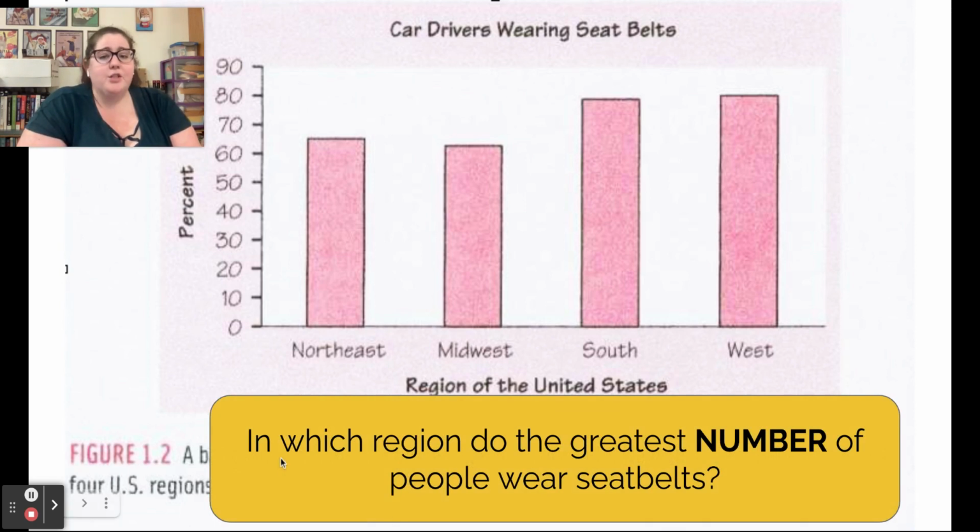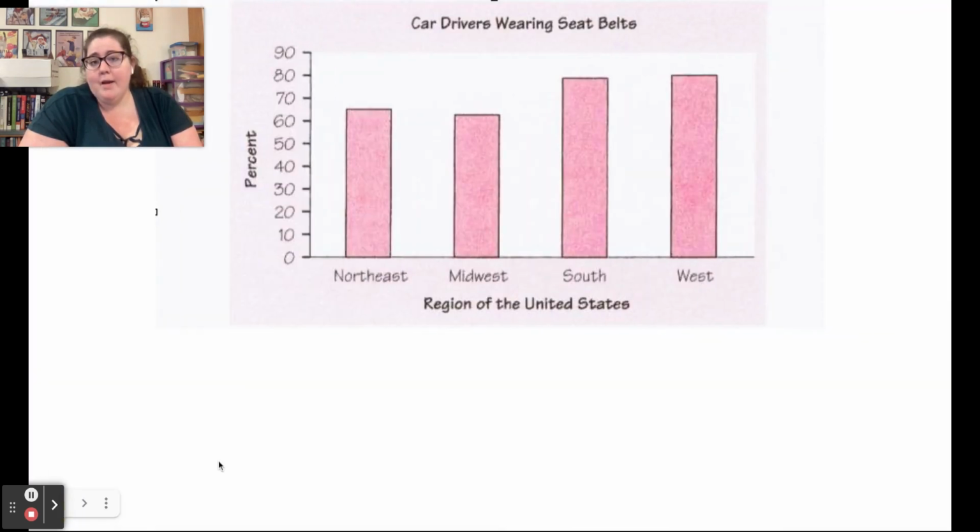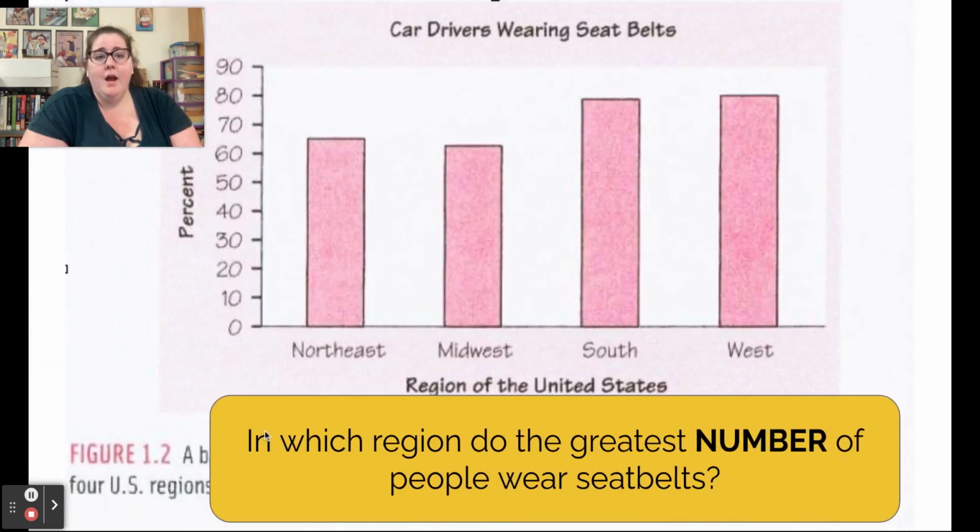If you were asked a question that said, in which region do the greatest number of people wear seatbelts? We have to be careful, because we don't know for sure about the number, because what we have on our y-axis is percentages. Unless we were told how many people are in each region or how many people were surveyed in each region, we can't really answer questions about number.